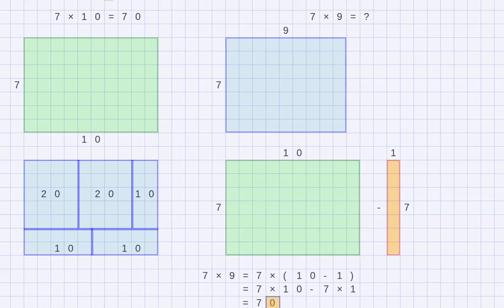And that, of course, is 70. We know that from over here. And then we take away the 7. And 70 minus 7 is 63. So we've done this one without adding up all the little bits and pieces, just by realizing it's a little bit smaller than 7 by 10. Very handy.